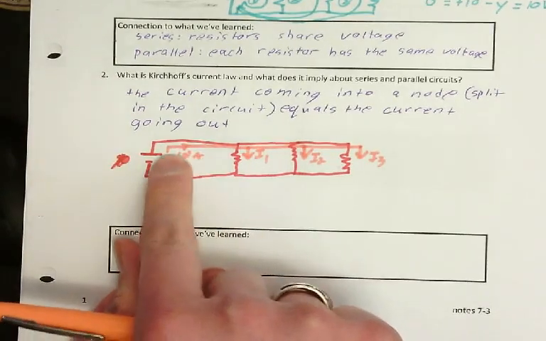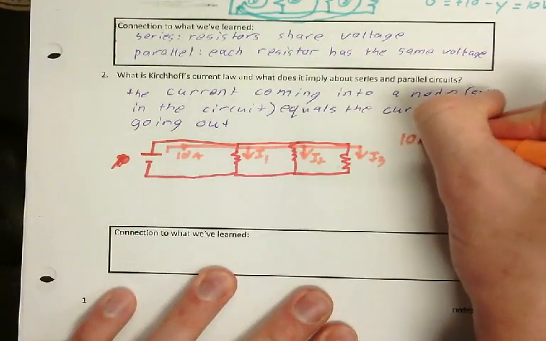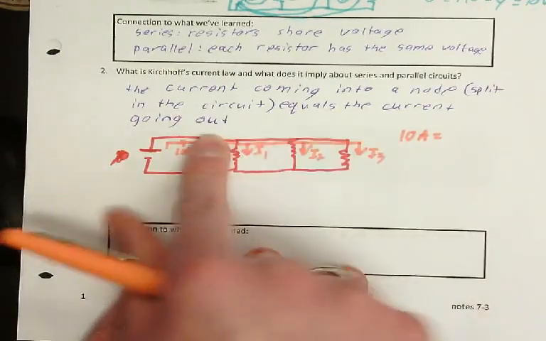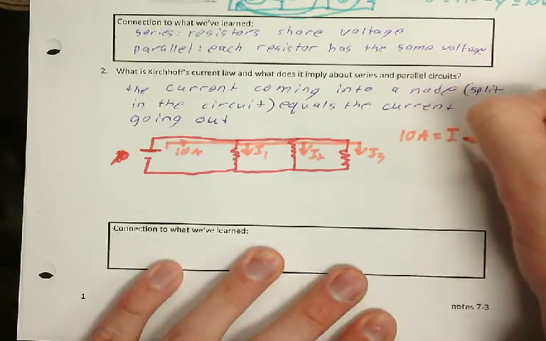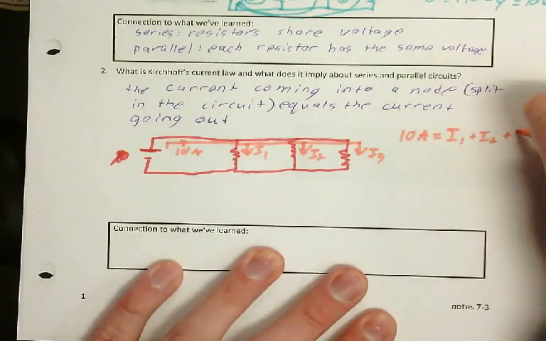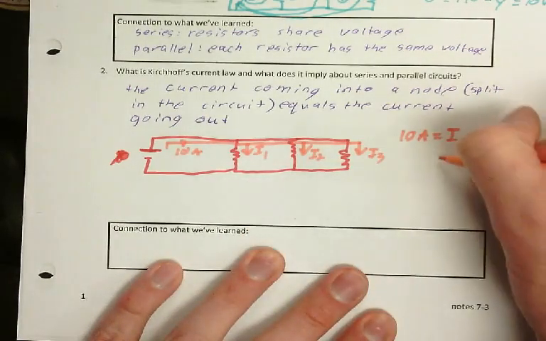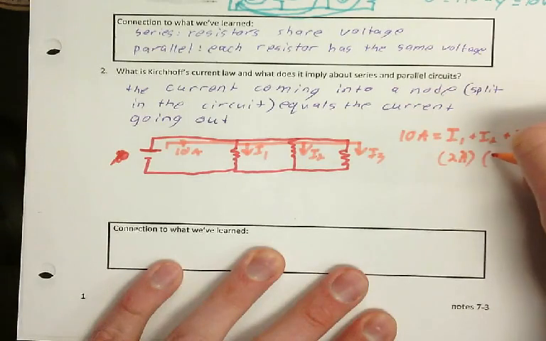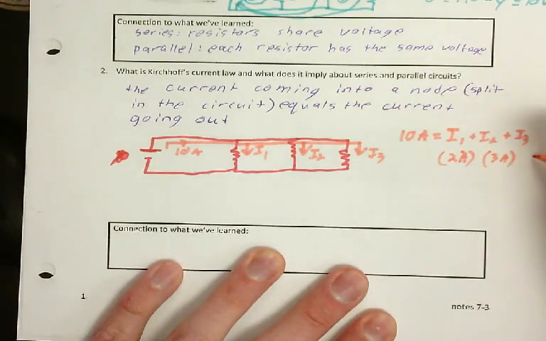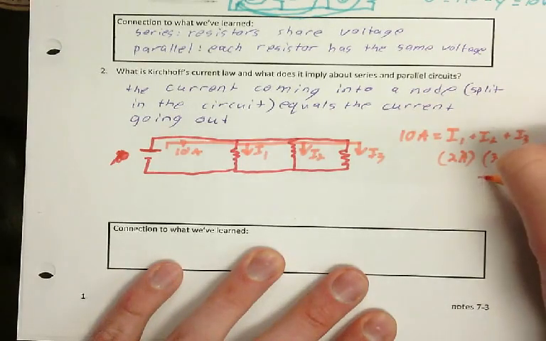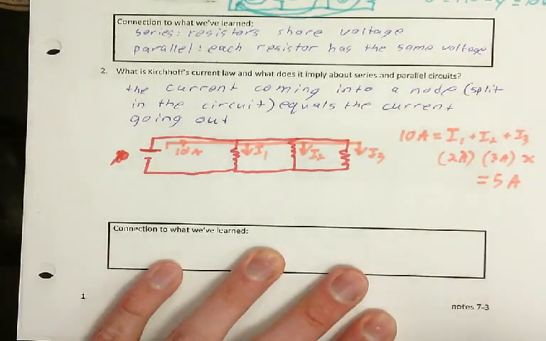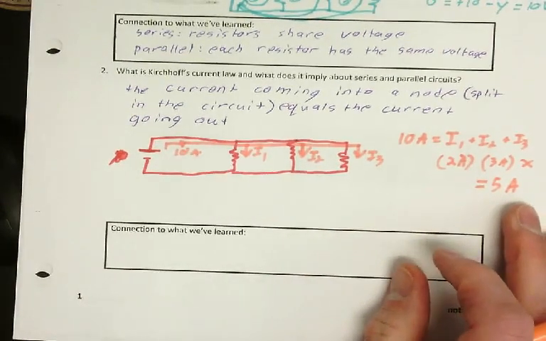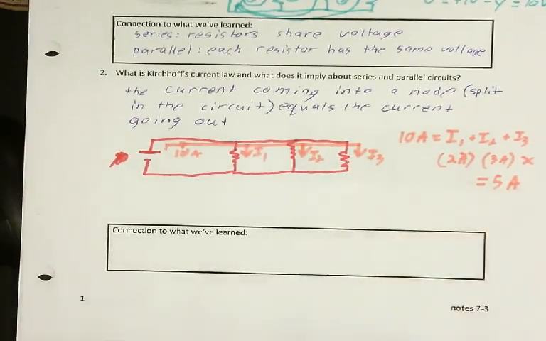So what's the current coming in? The current coming in is 10 amps. So what's the current going out? What comes out is I1, I2, I3, because that's where it's split. So we would say this would be I1 plus I2 plus I3. Let's say I1 is 2. Let's say I2 is 3. Then I3 should be 5. Good job. And if you're saying to yourself, hey, isn't this like the same thing we just did except with current instead of voltage? Yeah, it kind of is. So that's how it works for parallel.